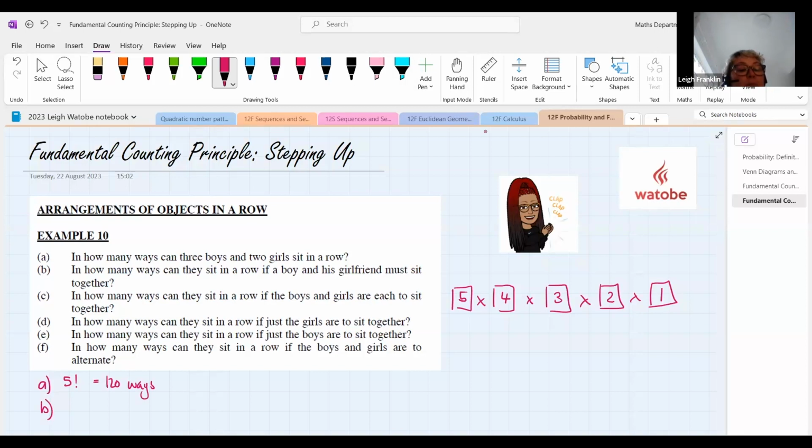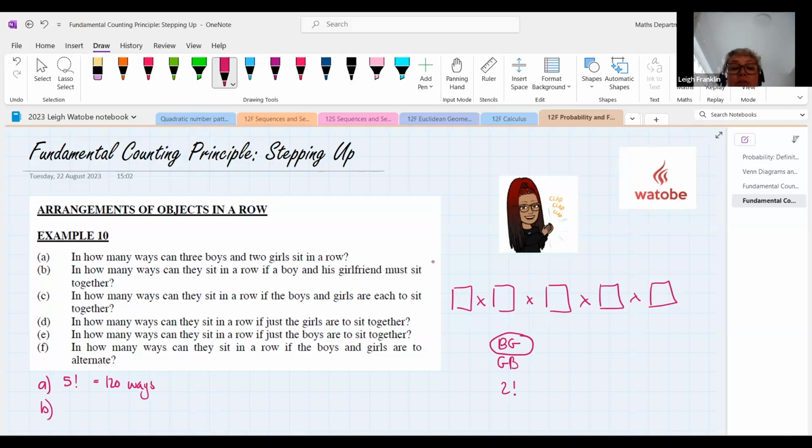Alright, in B, in how many ways can they sit in a row if a boy and his girlfriend must sit together? So what do you see now, Lebogang? Now there's a condition placed on this. A boy and his girlfriend have to sit together. So what we do is this. We put the boy and his girlfriend together, but they could also sit girl, boy, like that. So there are 2 factorial ways in which a boy and his girlfriend can sit with each other. And then we put them together as a group.